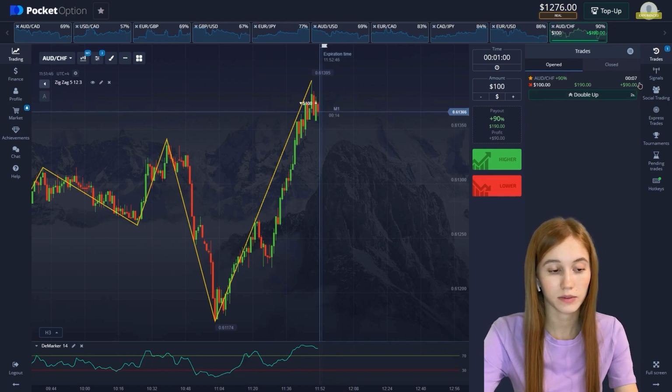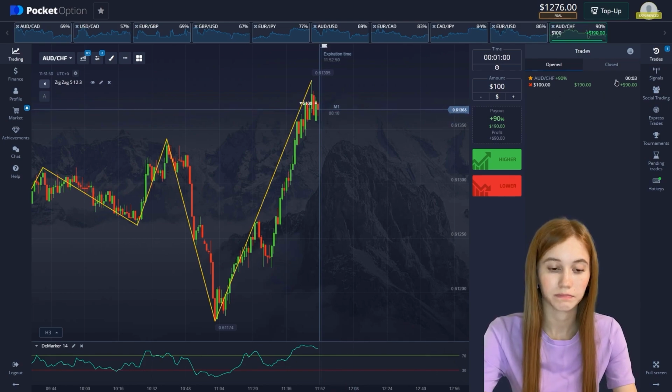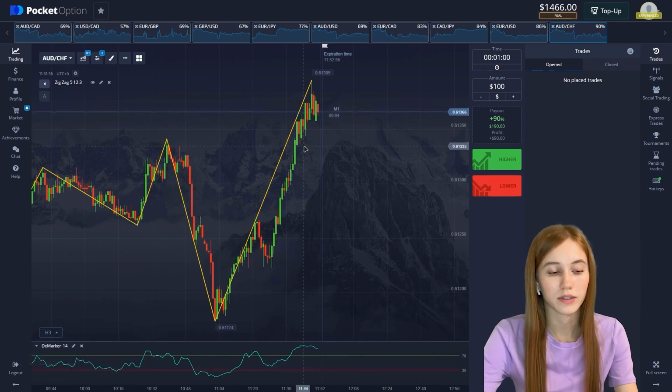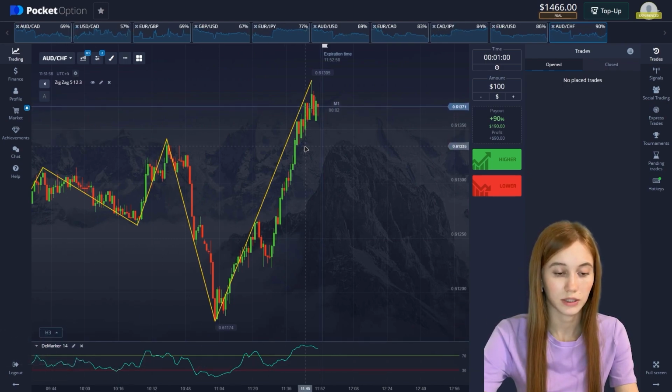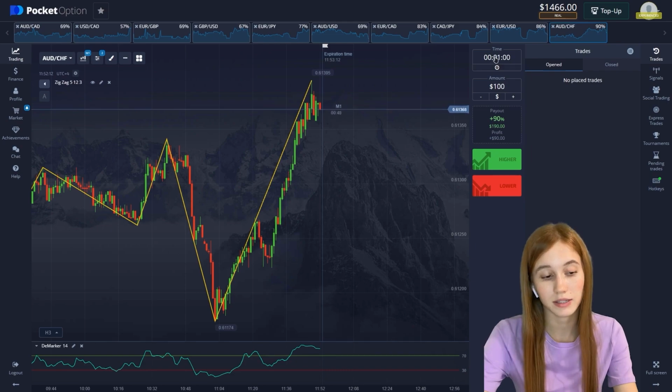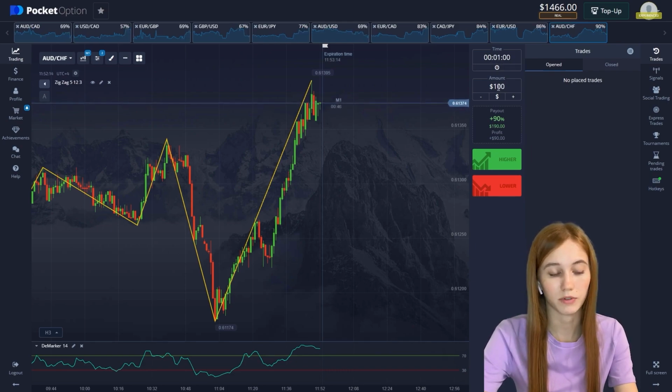8 seconds left. There are 13 seconds left until the end of the candle. Good. Profit is $90. Good. Let's move on. So we finished with a balance of $1,500. We traded on a minute time frame, 1 minute.